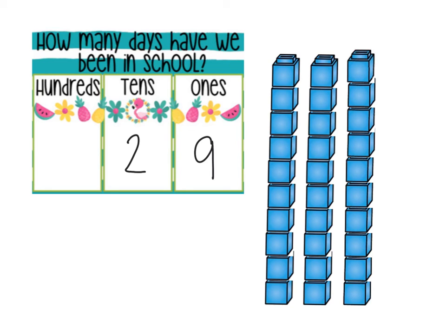So let's see how many towers of 10 we have now. We have 1, 2, 3. Oh my goodness. So now I need to change this 2 to a 3. And then do I have any extras over here anymore? No, I just have 3 towers of 10, but I don't have any extras. So what number goes here? You said 0. Wow, good job. So how many days are we in school now? 30.